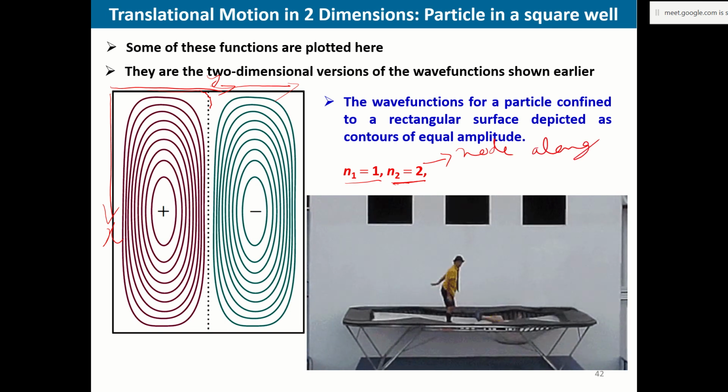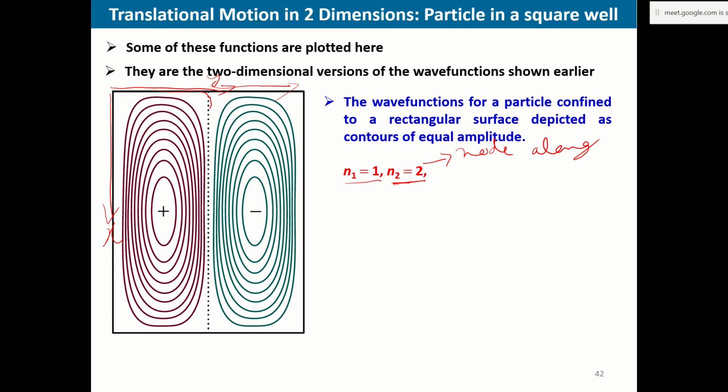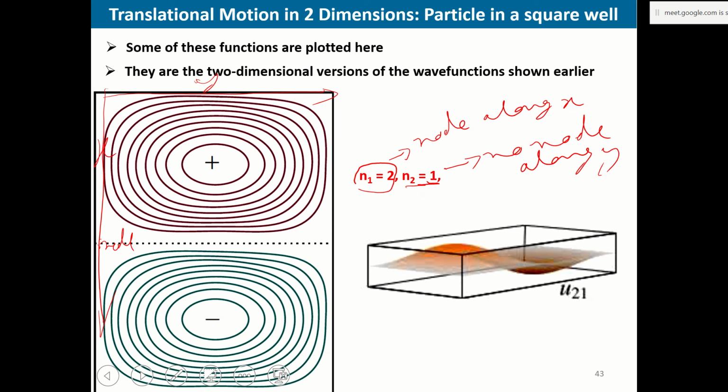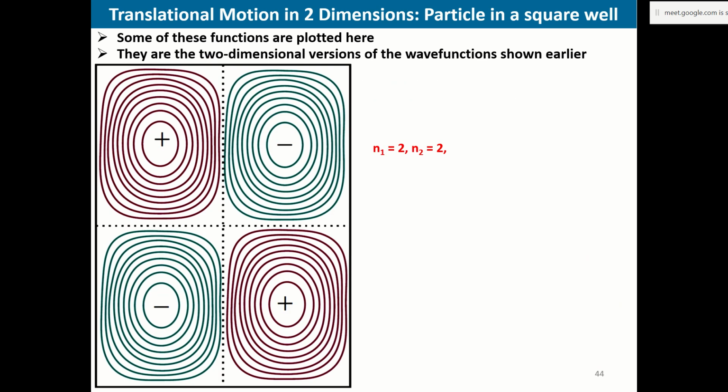So imagine you are having two wave functions corresponding to 1D motion along x, along y, and it is a combination of the two. If you break it down that way, you have a node along y here, and a node along x here. So only this changes, and this is the care you have to take while drawing this. And when n1 is 2 and n2 is 2, you have nodes appearing along both directions.